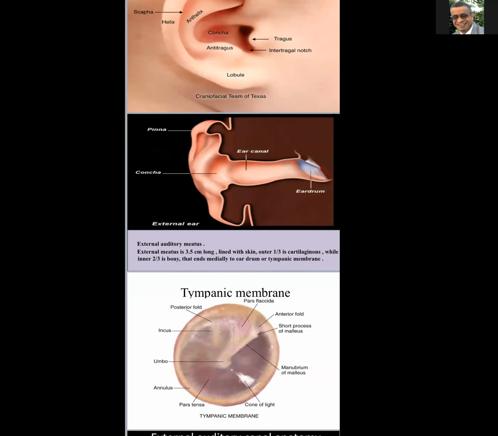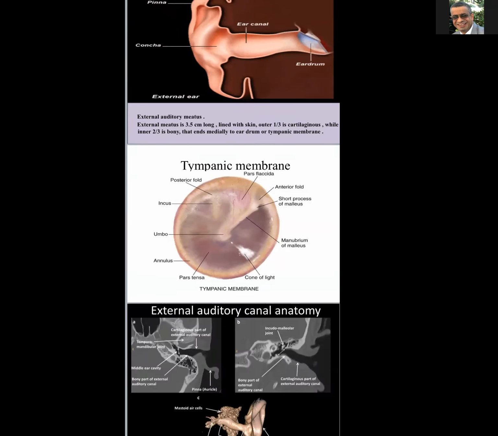External auditory canal, it is 3.5 cm long, lined with skin. Outer 1/3 is cartilaginous, while the inner 2/3 is bony, and medially with a tympanic membrane or the eardrum. تمام؟ Eardrum, it is circular in shape. هذا واضح بالصورة.